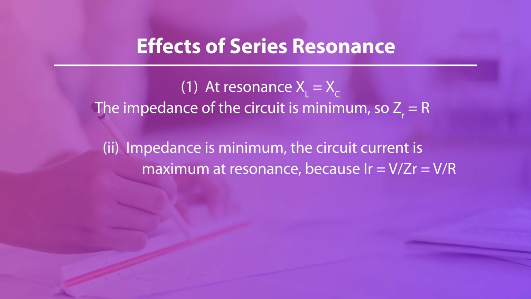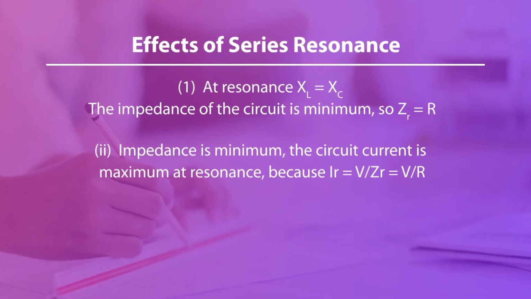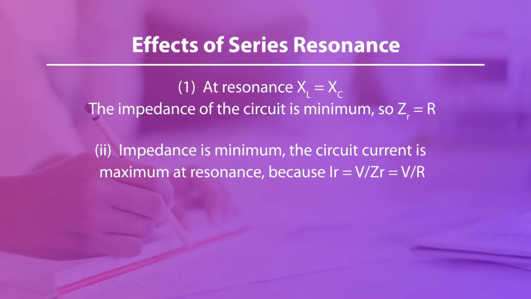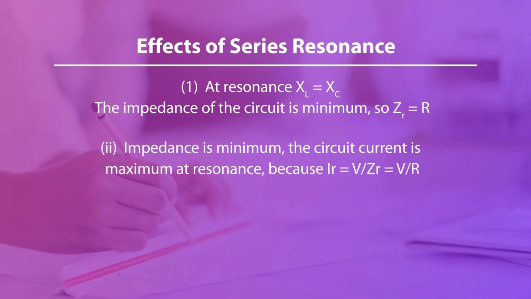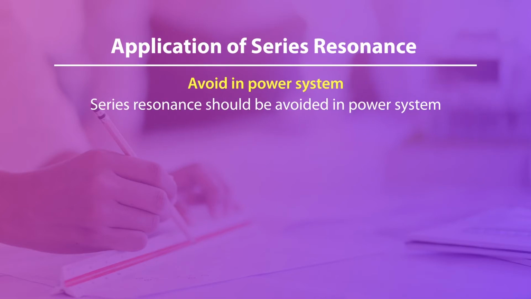The second effect of series resonance is what? Since impedance is minimum, the circuit current is maximum at the time of resonance, and this current can be written as IR is equal to V upon ZR, and this ZR is basically the resistance of the circuit. So this current can be written as IR equal to V upon R. Therefore, series resonance should be avoided in power systems.